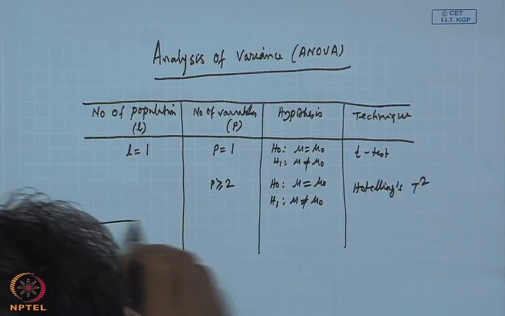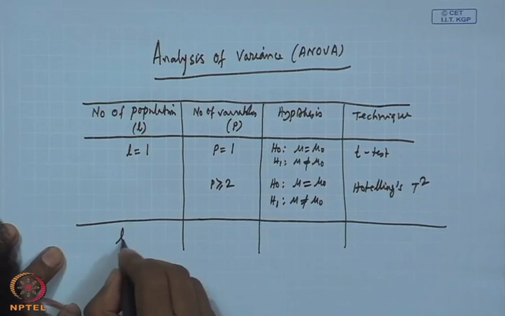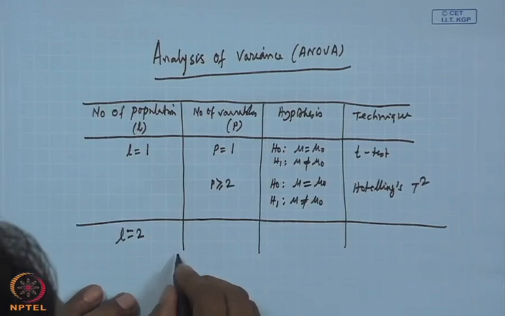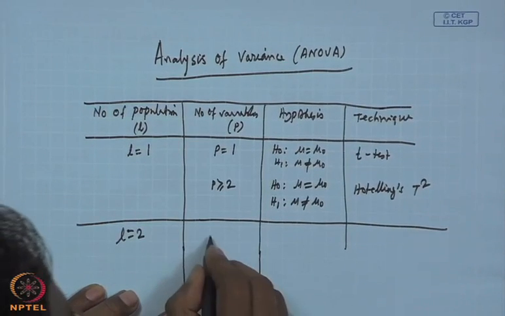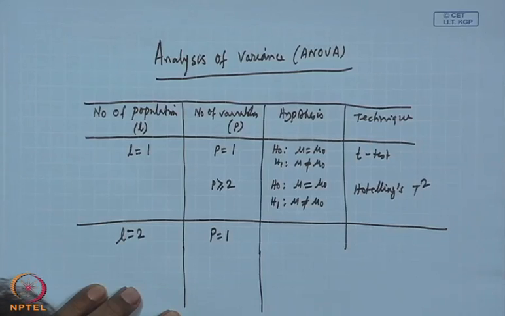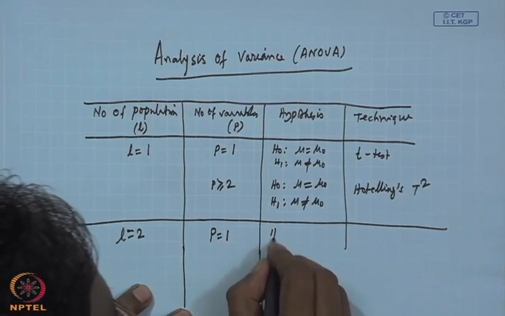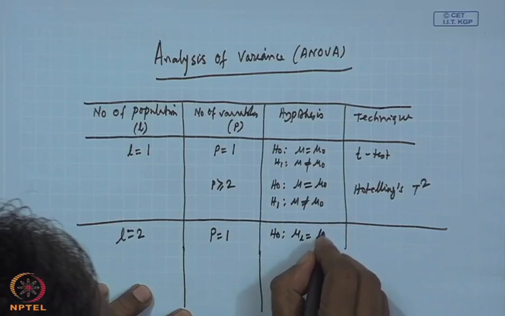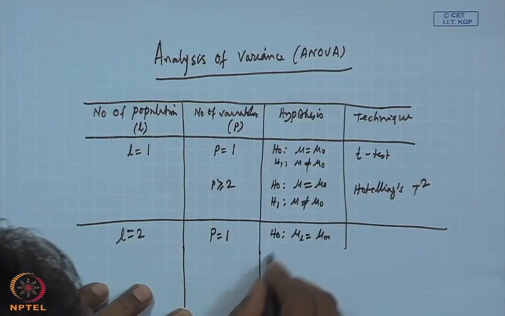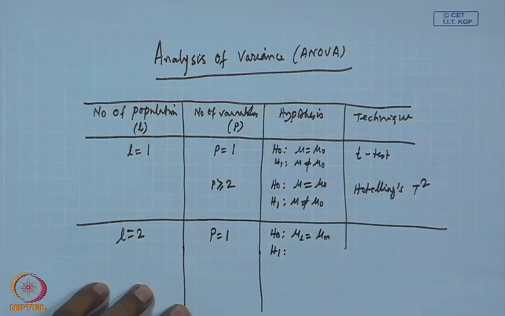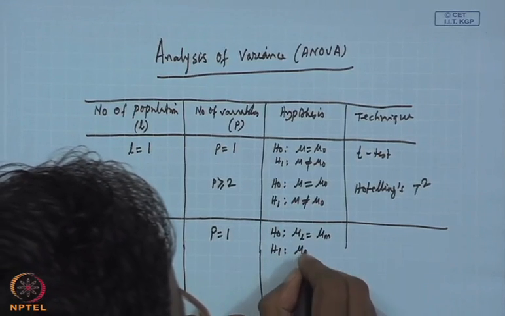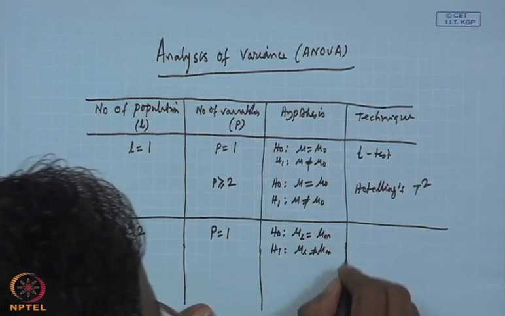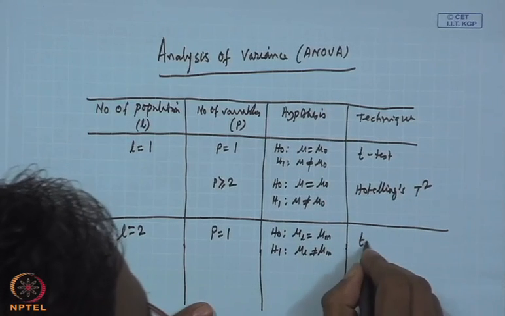Now, the second issue we have discussed is the L equal to 2 population case. Under this, we have already discussed the P equal to 1 case, and there our hypothesis was mu L equal to mu m, and the alternative hypothesis we have framed as mu L not equal to mu m for at least one pair, and we have used the t test.